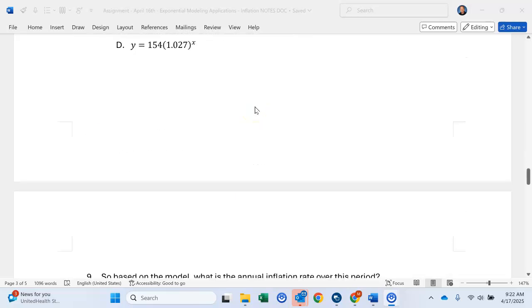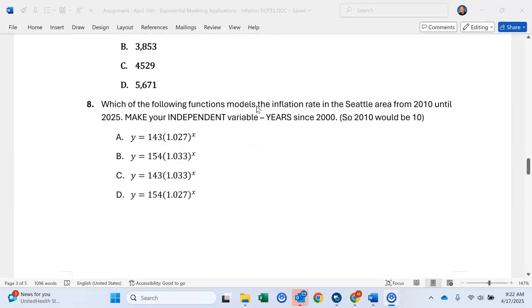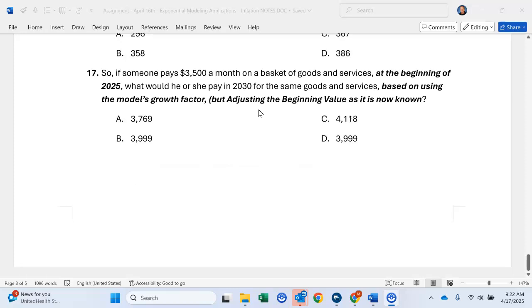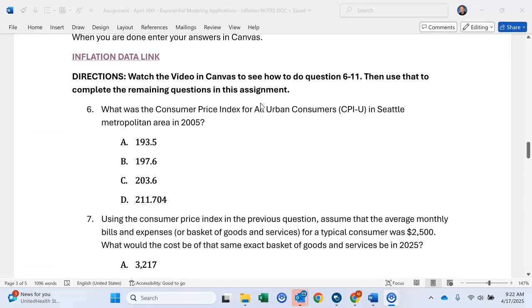Questions 6 through 11 will be the ones that I will go through and explain how to get them. And then 12 through, I think, 19 or 17, will be practice questions of the same exact type of question. So make sure you take good notes. And so I'm going to go through it.